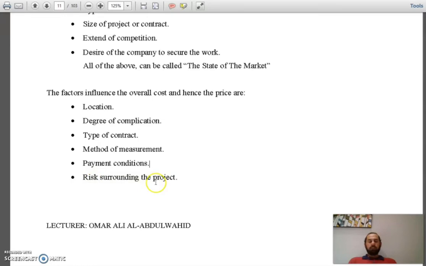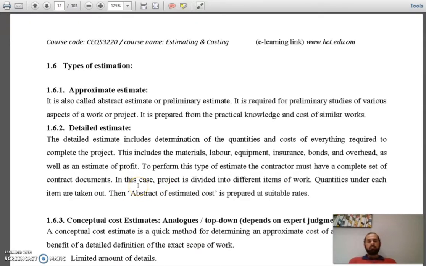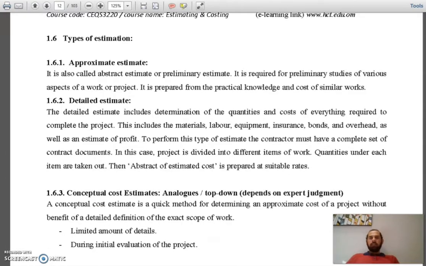And risk surrounding the project: sure, risky projects have to have more contingencies. Instead of 3%, you will make it 10%, and this is an increase in the cost. So this is very important to take into account. Okay, so let's go through the types of estimation. There are three types of estimation, as we said before, and now we're going to discuss these types of estimates in detail.